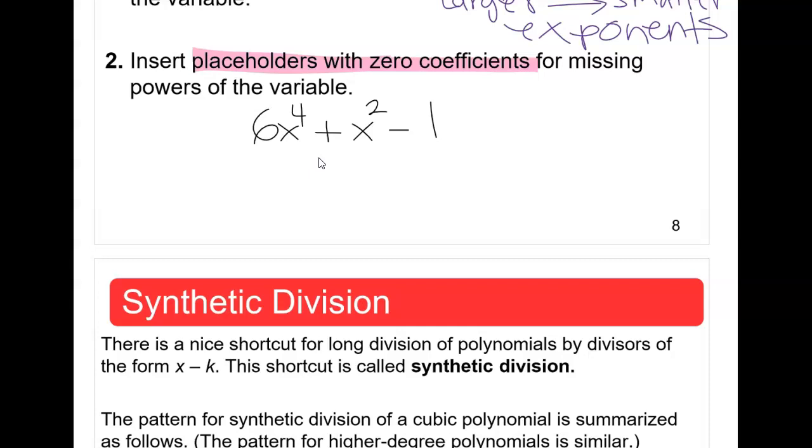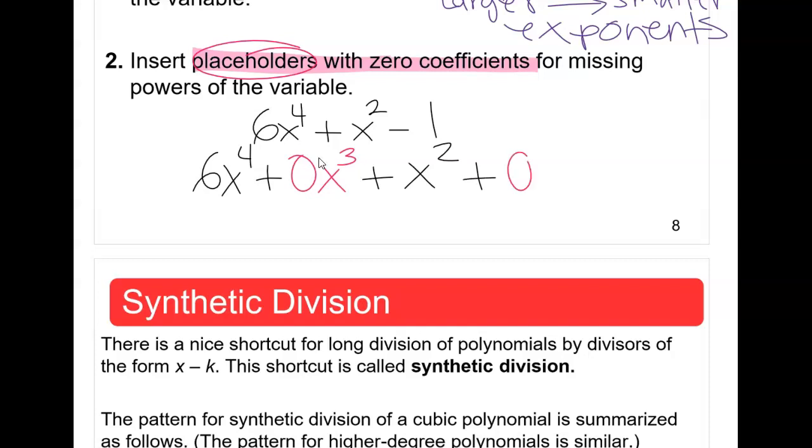However, it does not have an x cube. And also, it doesn't have an x term to the first power. So I'm going to use placeholders. And I'm going to be using 0 as the coefficient because that's like it didn't even exist. And remember, we had no x to the first, so I'll put a 0 there and then continue.